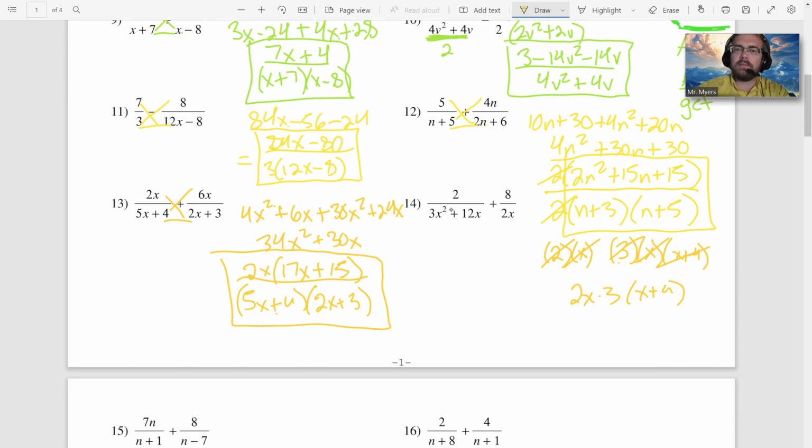So 3x squared plus 12x. Well, basically we had all of that except for the 2. So we just multiply this by 2. 2, 2. Put a little divider there. And then over here, we were missing a 3 and an x plus 4. So 3, 3, x plus 4, x plus 4. And that will get us to have the same denominators, which means we can now add up the numerators.